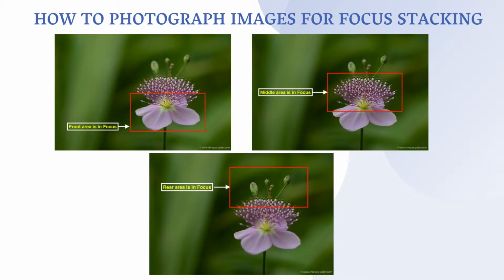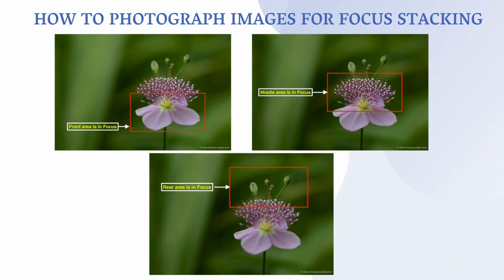Mount your camera on a steady tripod or a monopod, and you need to take at least three pictures. In one picture, the foreground should be in focus, or the front area should be in focus. In the second image, the middle area or the middle ground should be in focus. And in the third image, the background or the rear area of your object should be in focus.